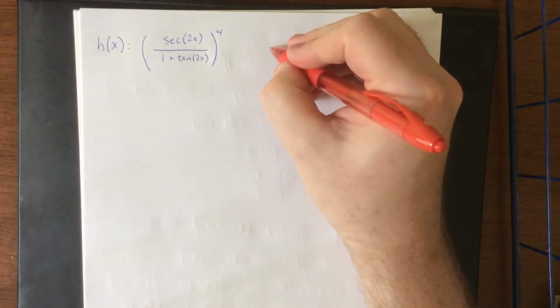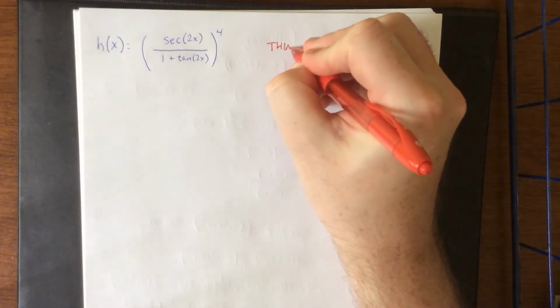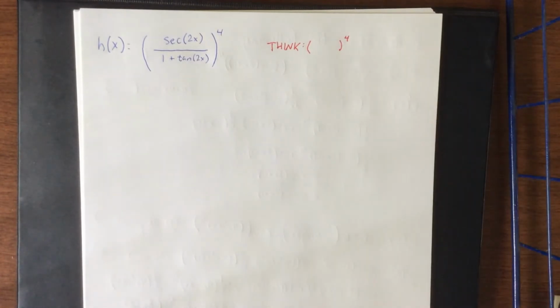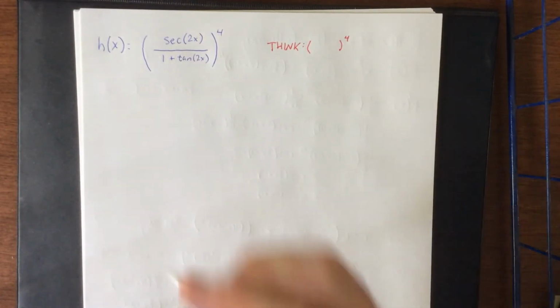This one's going to bring in several rules for derivatives. We have the secant of 2x divided by 1 plus the tangent of 2x, and the whole thing is raised to the 4th power. We're going to differentiate this. Our outermost function, in this case, is going to be a 4th power. As such, we can apply the power rule.